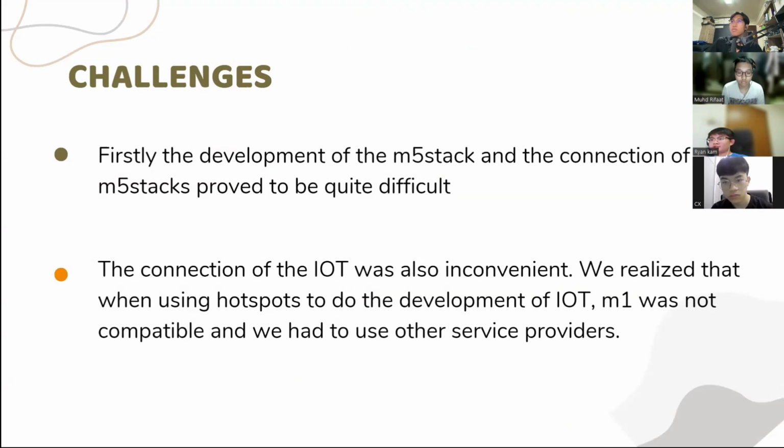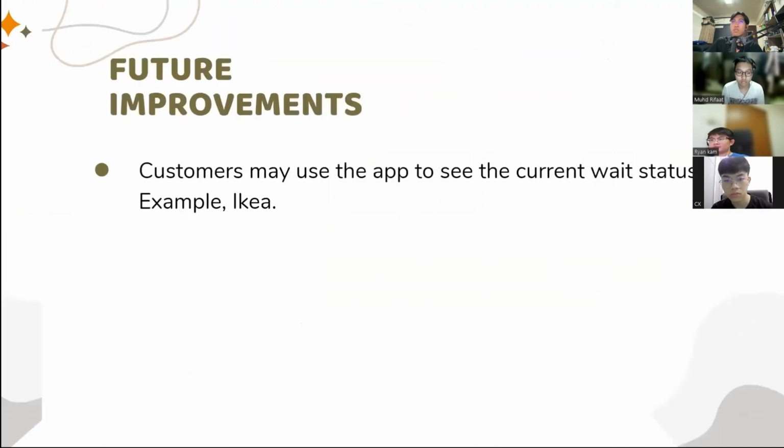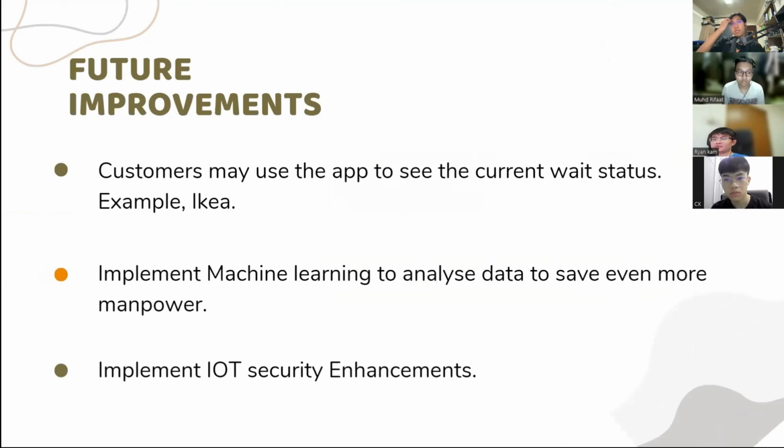And for future improvements, the M5Stack can also be integrated with apps that the stores use, for example, an IKEA app, so that customers can check the status of the queue from their phone. We can also implement machine learning to reduce manpower and enhance the security features of the IoT systems.